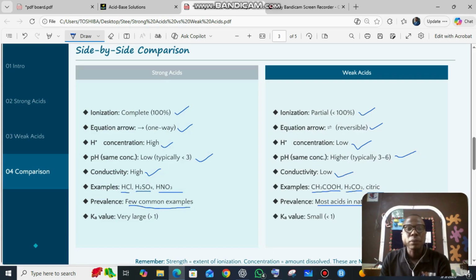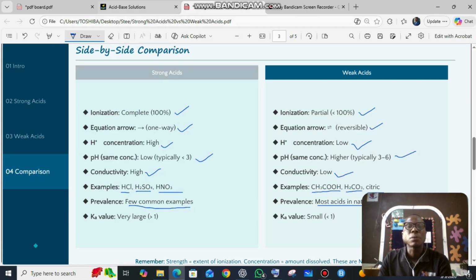Then the Ka value of strong acids is usually very high, usually greater than 1, while the Ka value of weak acids is usually less than 1. Quickly, let us compare the conductivity of strong acid and weak acid, to demonstrate which of them is a better conductor.